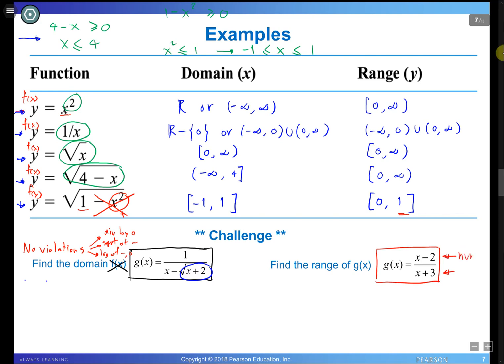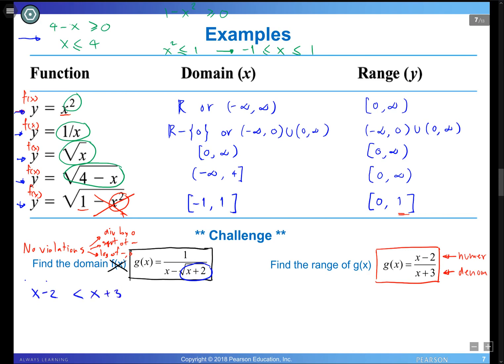I'm going to say num, numerator, and this is denominator, denom. What about numer? Okay, and this is denom. At this point, I don't know where to begin, but what I know is that x minus 2 is always less than x plus 3. That's how I see it.